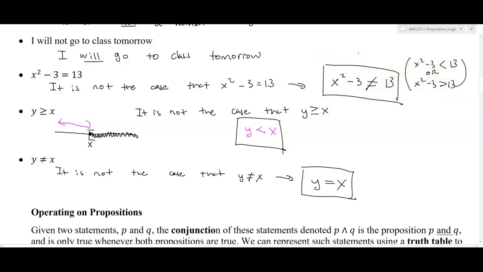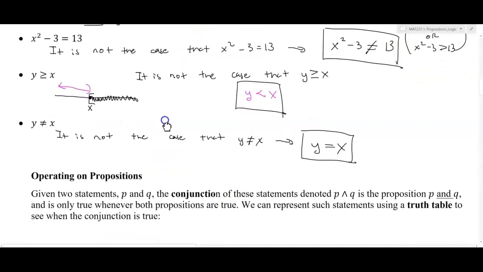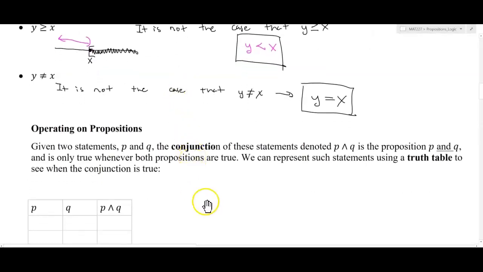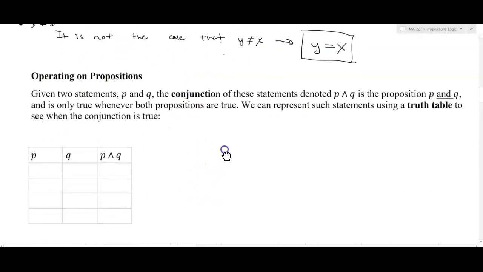So that's dealing with negations, and negations are going to become incredibly important because sometimes when we justify a statement or want to prove something, talking about negations in something called the contrapositive will be much more helpful.